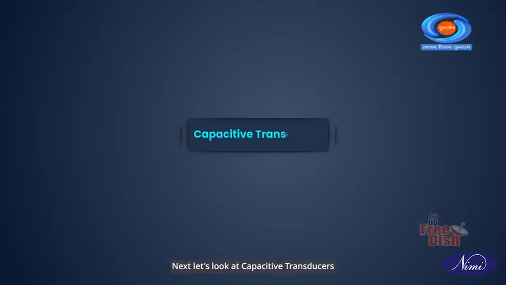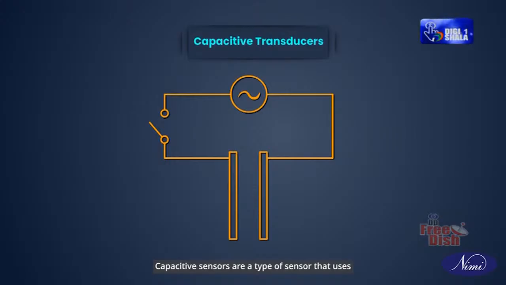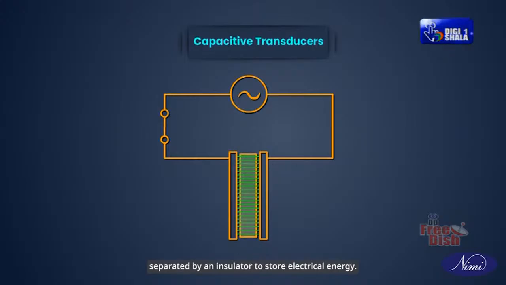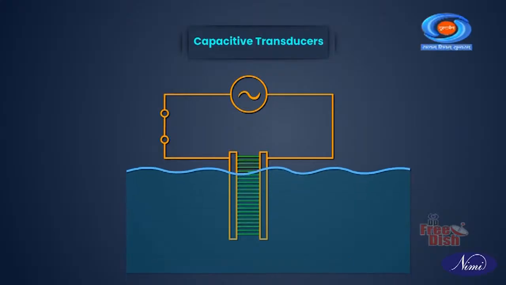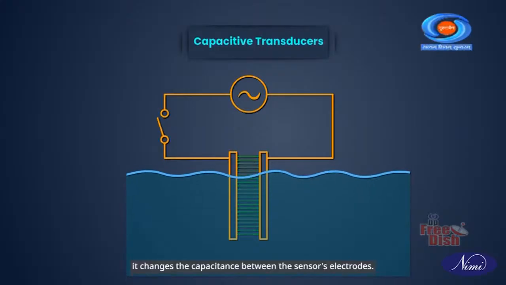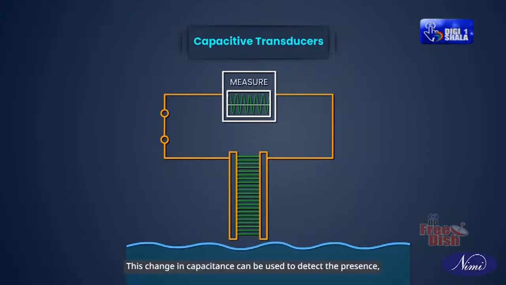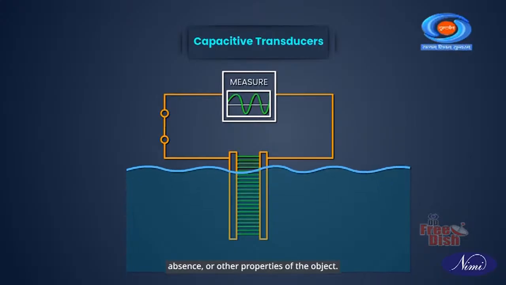Next, let's look at capacitive transducers. Capacitive sensors are a type of sensor that uses changes in capacitance to detect objects. Capacitance is the ability of a pair of conductors separated by an insulator to store electrical energy. When an object comes near a capacitive sensor, it changes the capacitance between the sensor's electrodes. This change in capacitance can be used to detect the presence, absence, or other properties of the object.